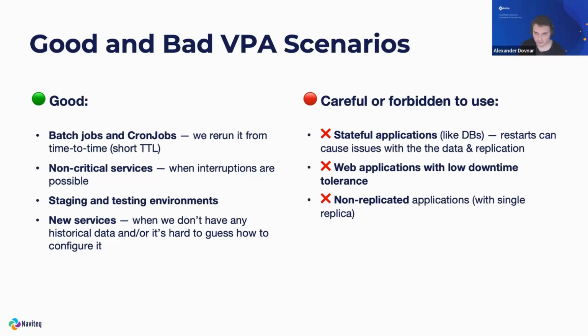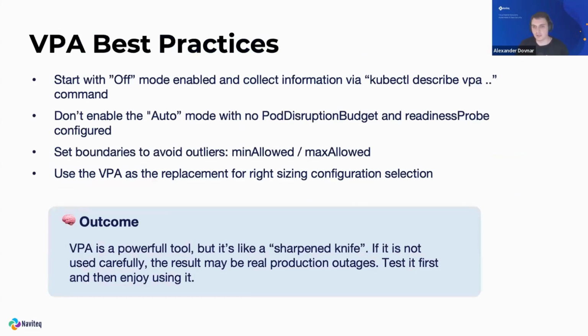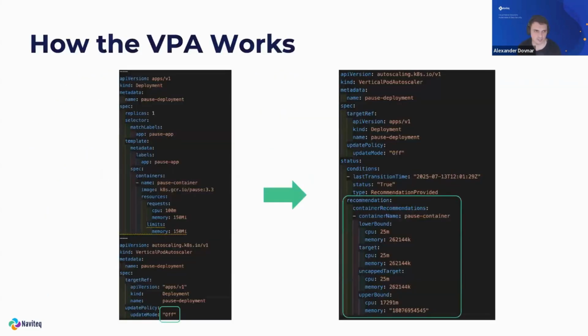So VPA is brilliant, but you should treat it like a scalpel, not like a hammer, because you cannot really solve any problem with it. So for a cost reduction project in Kubernetes, we always recommend to run it first in off mode to collect the data. If you decide to enable auto mode and let it apply changes, you should configure readiness probes and a pod disruption budget, something which prevents Kubernetes from being really disruptive. And when you use it carefully, VPA pays for itself and gives you significant savings.